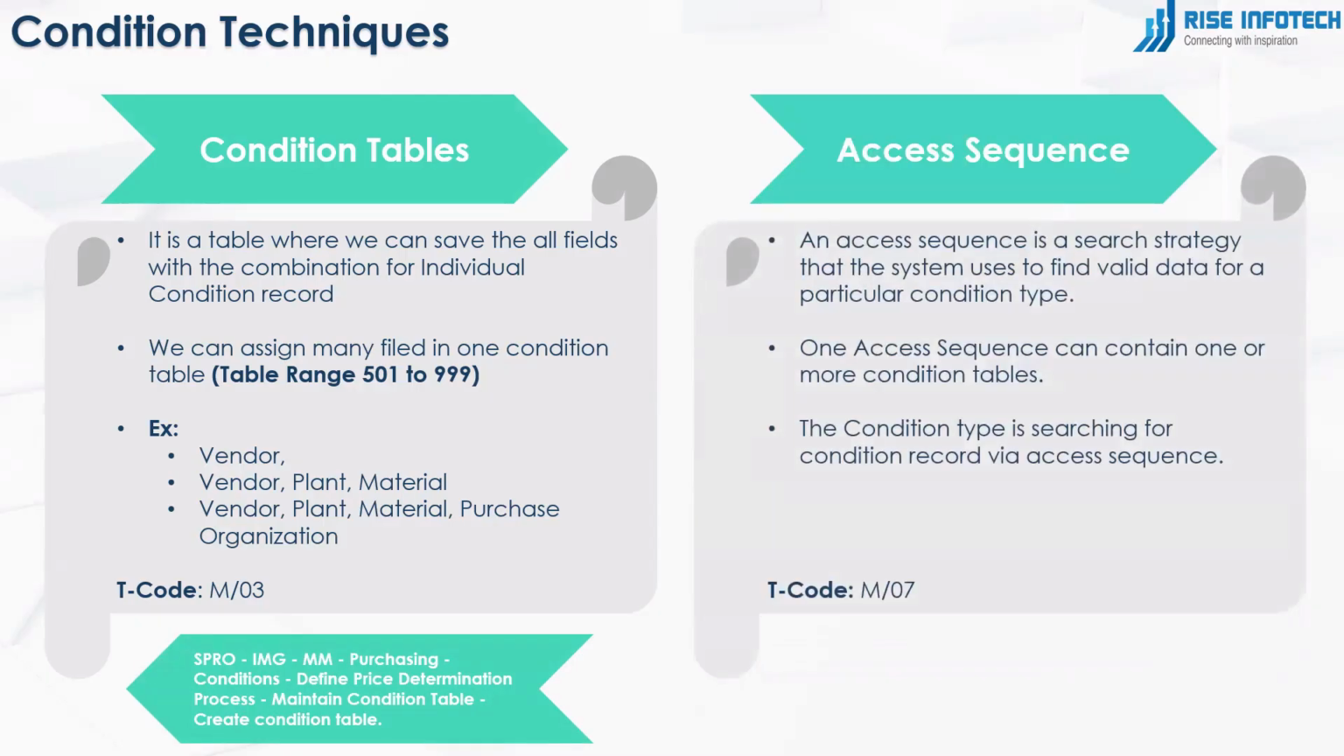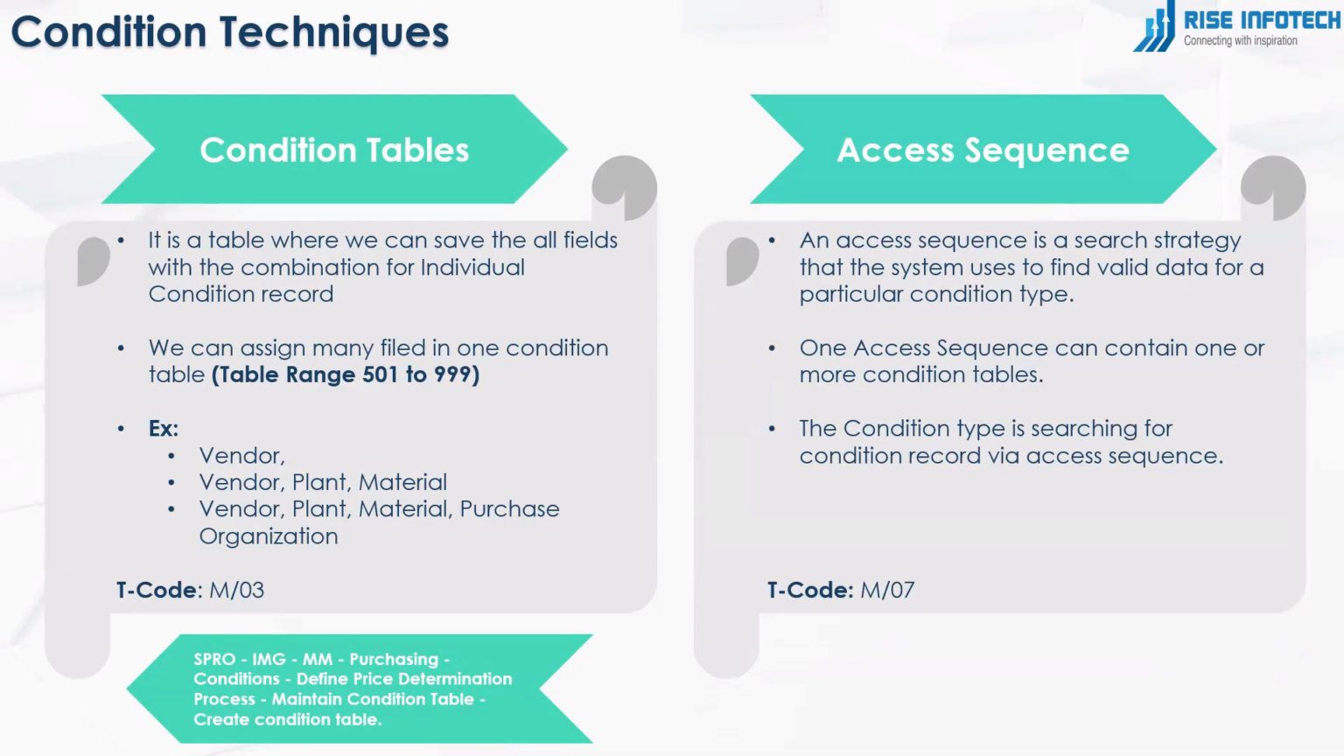Next is an access sequence. An access sequence is a search strategy that the system uses to find valid data for a particular condition type. So in the previous step, we created a condition table, and then the next step is condition type.